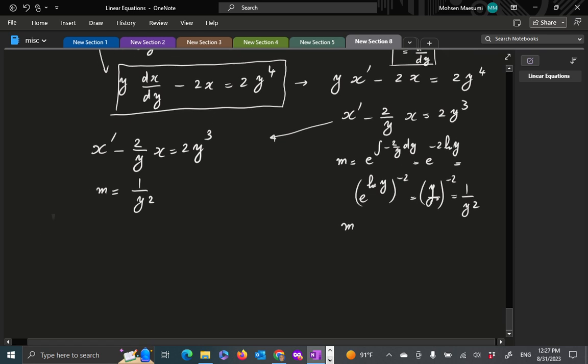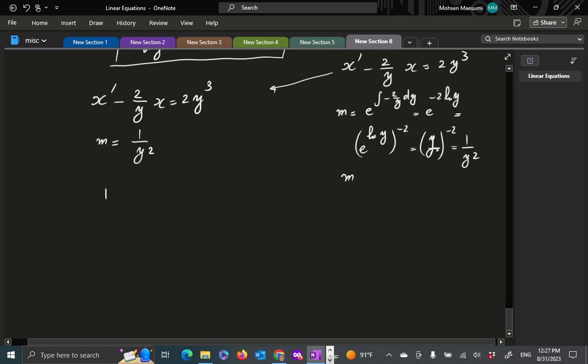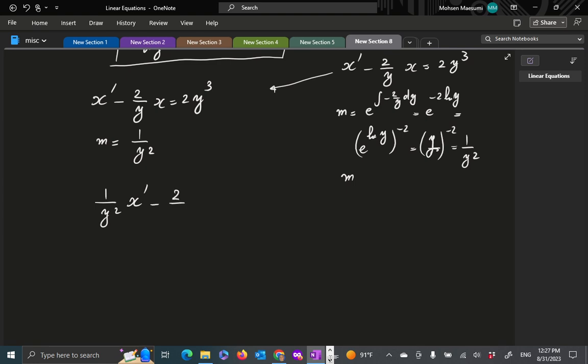I multiply these two, so it becomes 1 over y squared x prime minus 2 over y cubed x, and this is just 2y, is that right? Multiplied by 1 over y squared, all the terms, and that's what we get. What have we achieved with all of this? What we have achieved is that this is 1 over y squared times x prime, because derivative of x times the other one is the first component. Derivative of 1 over y squared is minus 2 over y cubed times the second one. That is equal to 2y.